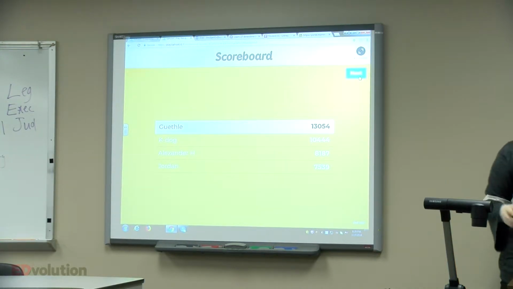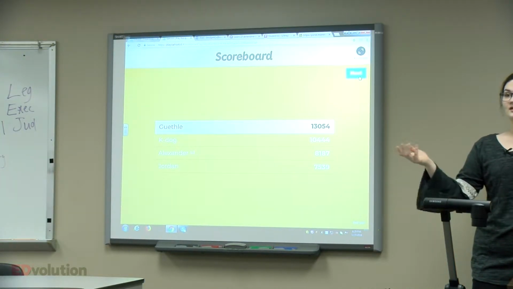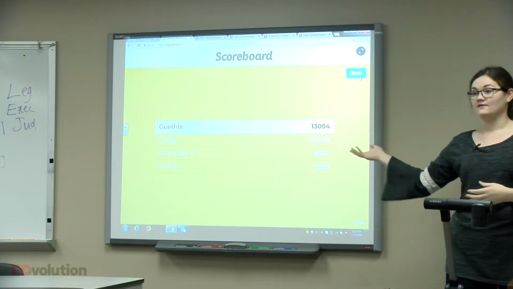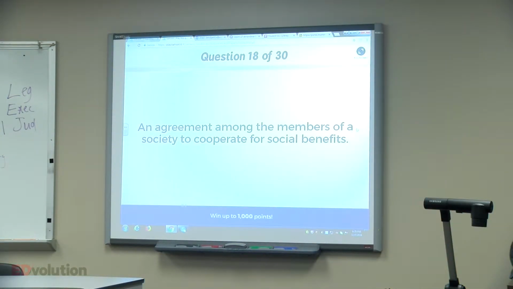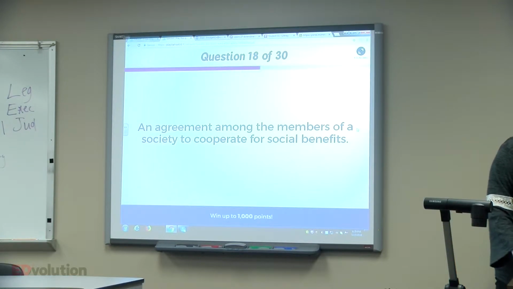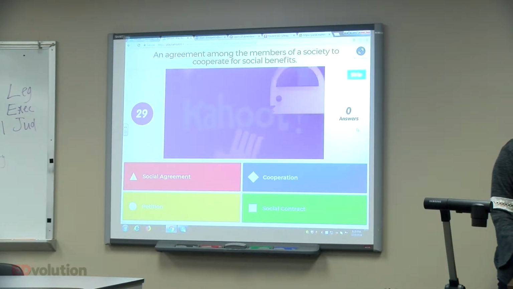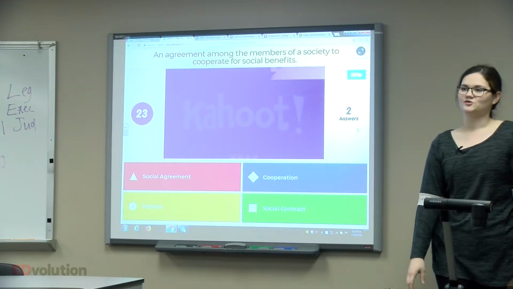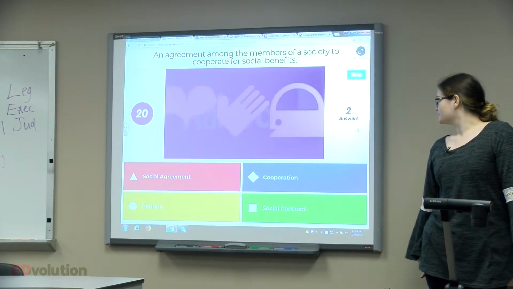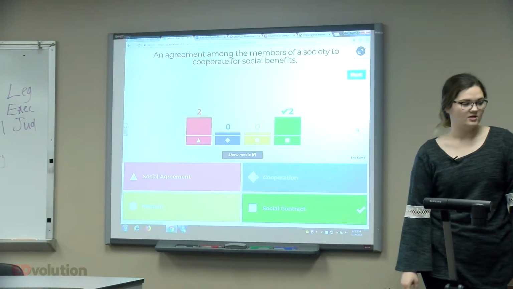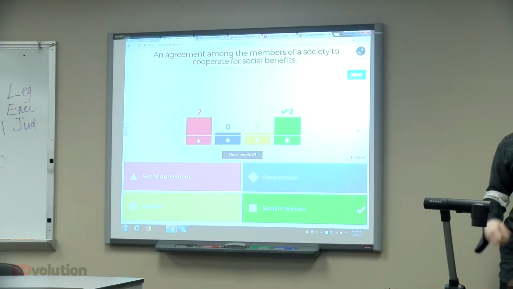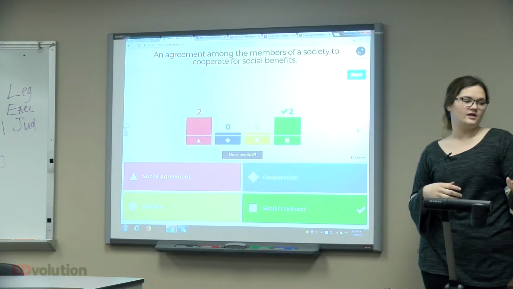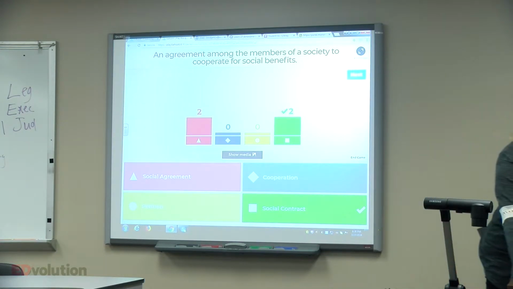There wasn't a lot of who was president during blah, blah, blah, but it was the big things like the Great Depression. Who was president, what happened, how did it change, like FDR and the New Deal. So an agreement among the members of society to cooperate for social benefits. This is still in that philosophical range. I think those are the hardest because they're so abstract. No one would pay me to sit around and think all day. Yeah, so it's a social contract, a social agreement, and they agree to cooperate for mutual benefits.